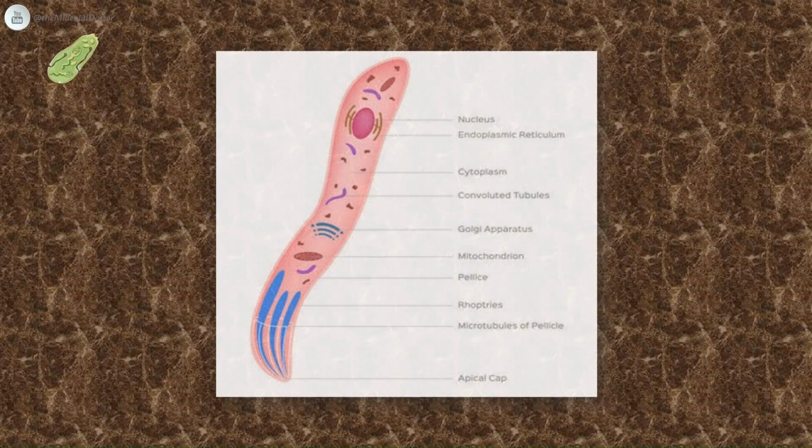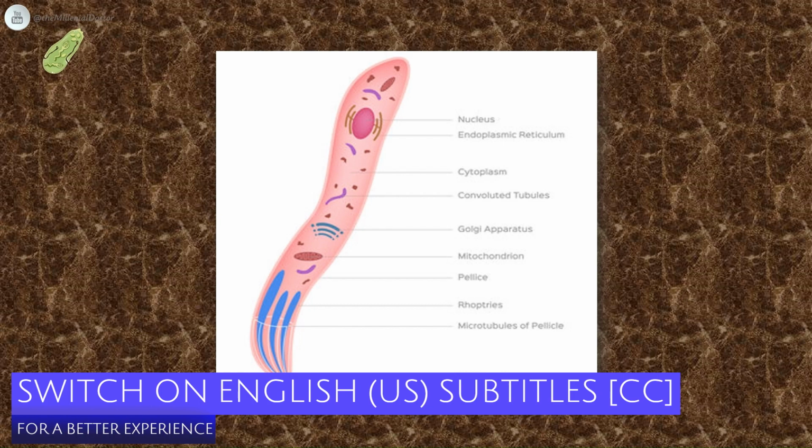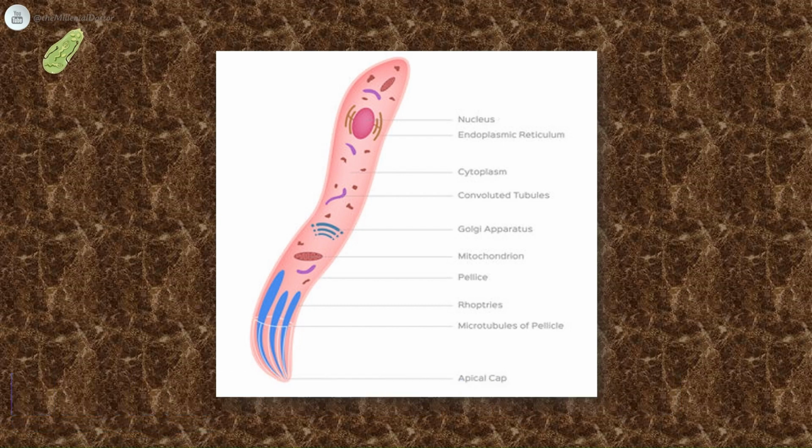This is the diagram of the sporozoite with all the structures it possesses: a nucleus, endoplasmic reticulum, cytoplasm, convoluted tubules, Golgi apparatus, mitochondrion, pellets, rhoptries, microtubules of pellicle, and the apical cap.